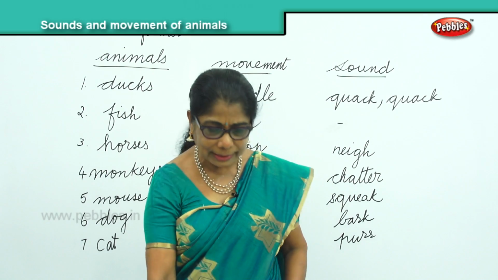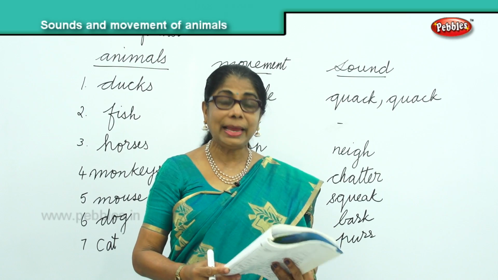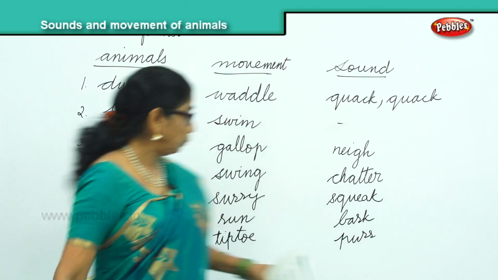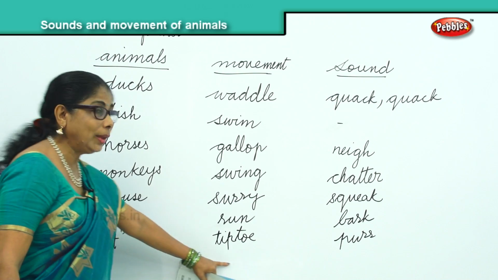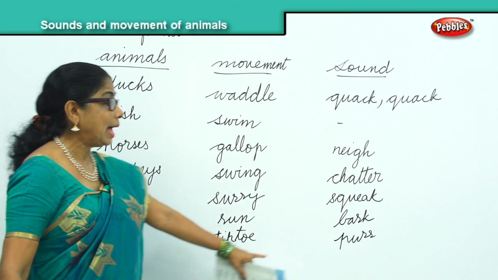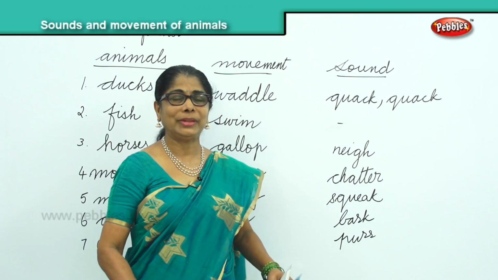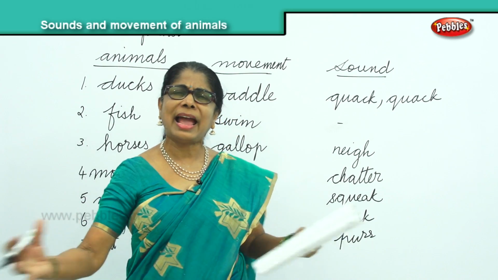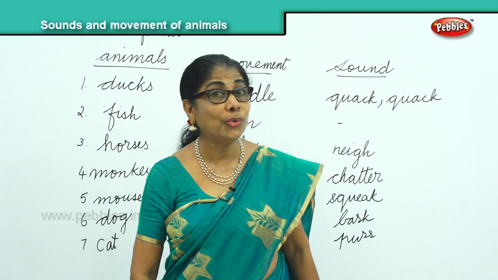Okay, what are the animals he can have in the farm? Supposing he has some other animals. Let's say he has some frogs. What does the frog do? Frogs will hop. And what will frogs say? Croak, croak. So like that, with different animals and their sounds, you can take them and weave your own story.